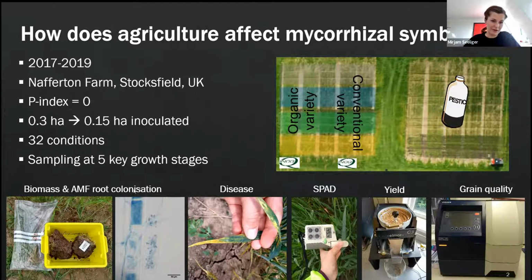For biomass and mycorrhizal root colonization, we monitored that over the growing season and sampled at 5 key growth stages. Later, we also looked at diseases and measured SPAD. And at the end, we looked at yield parameters and how the grain quality was affected by the different treatments.